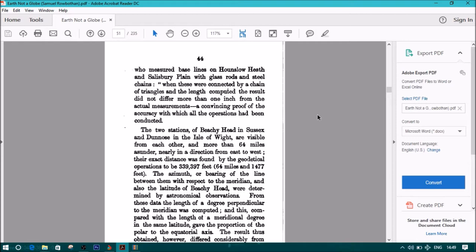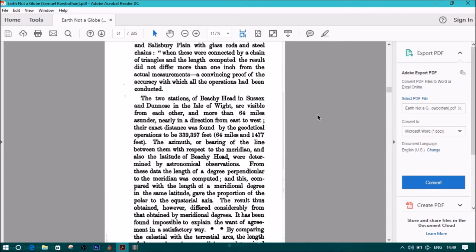The two stations of Beachy Head in Sussex and Dunnose in the Isle of Wight are invisible from each other, and more than 64 miles asunder, nearly in a direction from east to west. Their exact distance was found by the geodetical operations to be 339,397 feet, which equates to 64 miles and 1,477 feet.